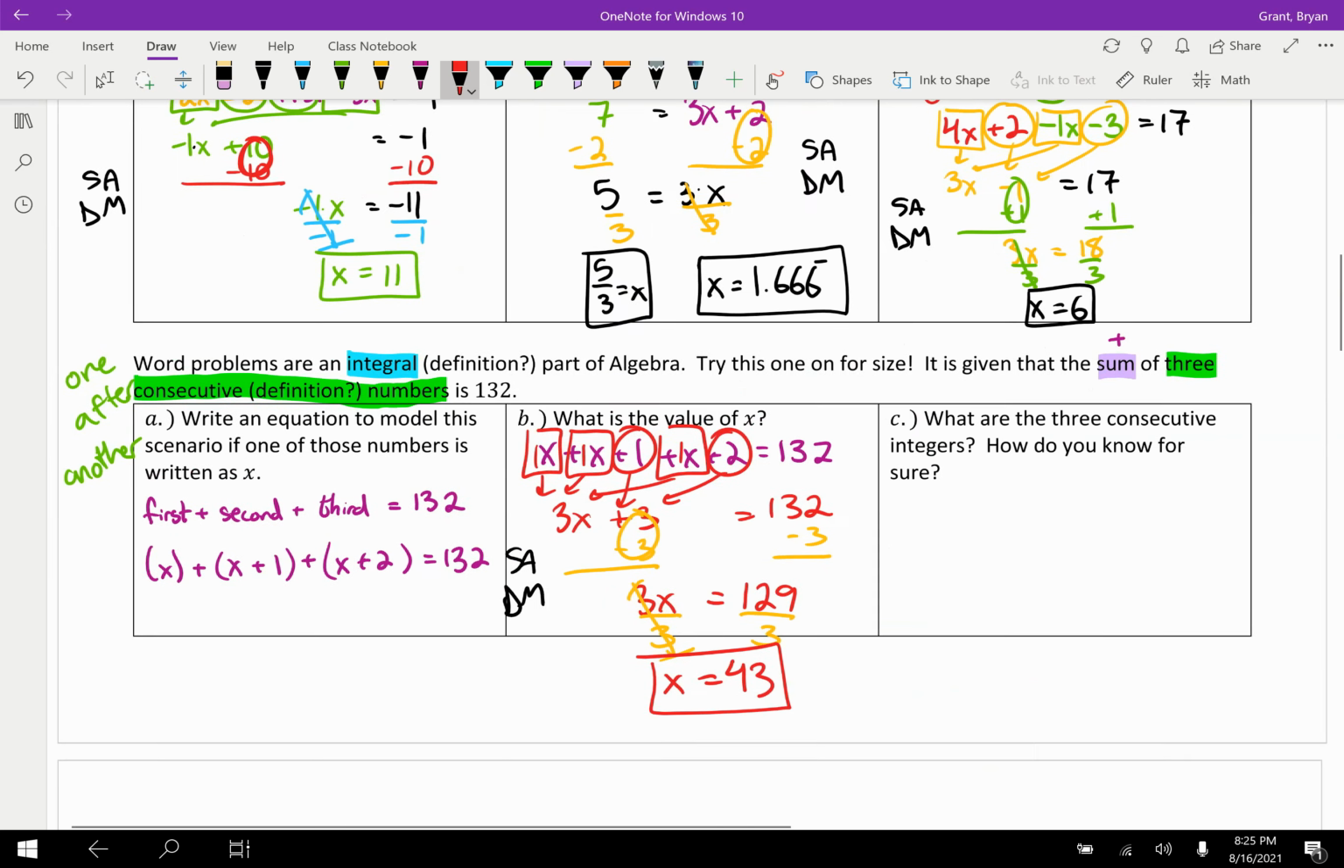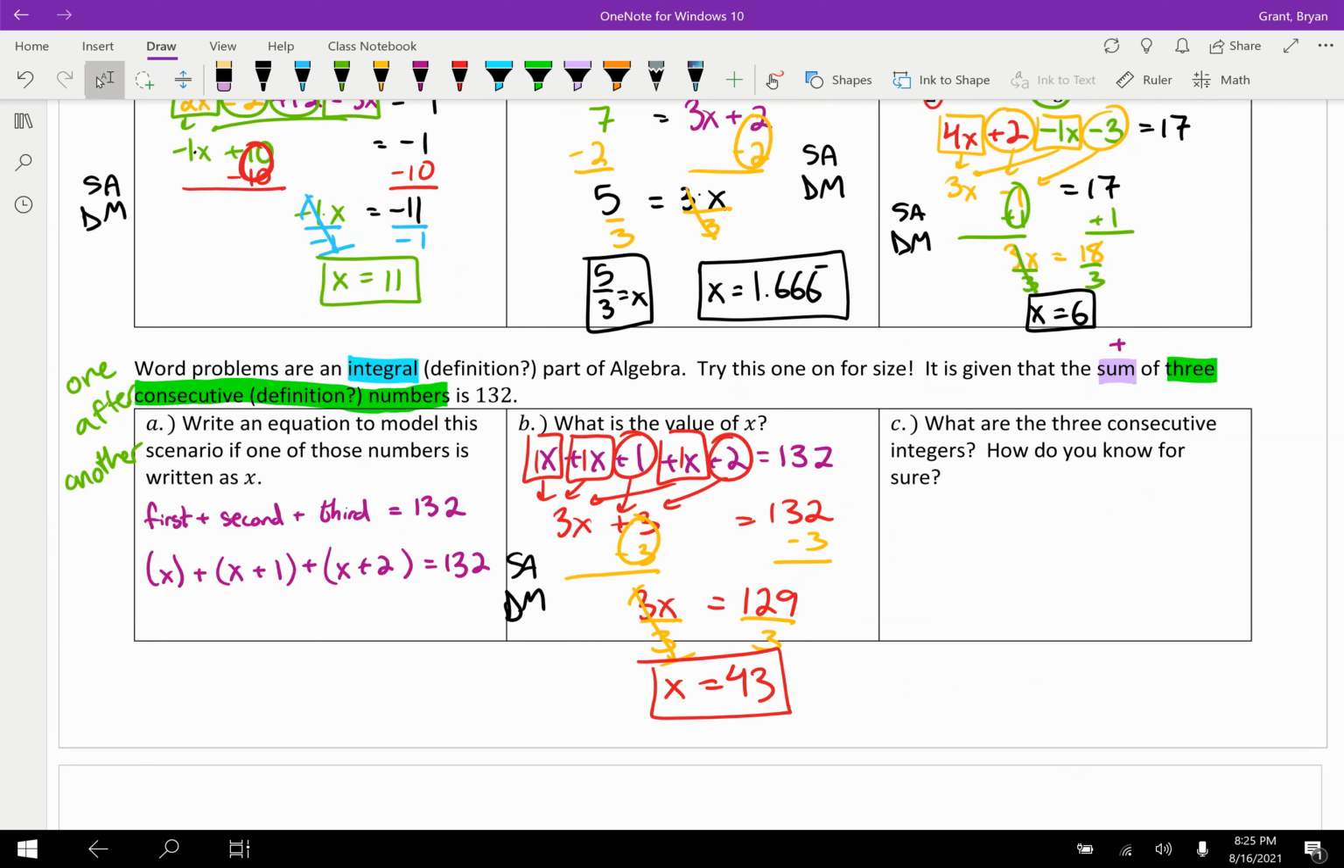Well, do we solve the problem? They want to know what the 3 consecutive integers are. I just found x. I just found the first number. So we know it's 43. What are the other 2? Oh, they're consecutive. 44 and 45.